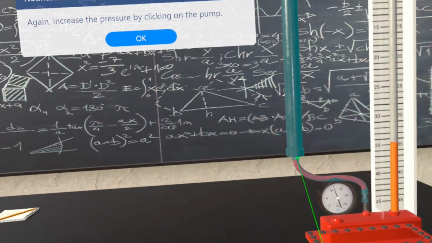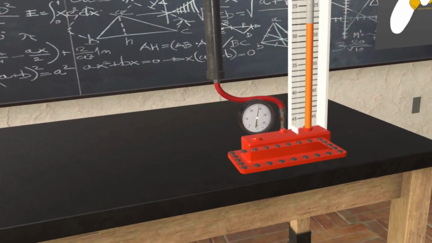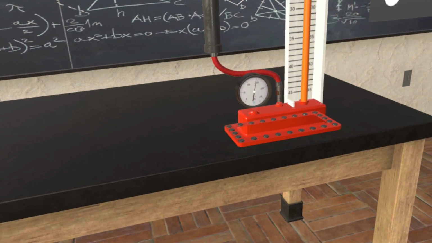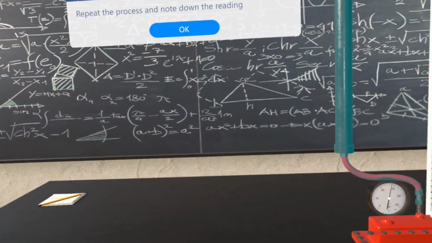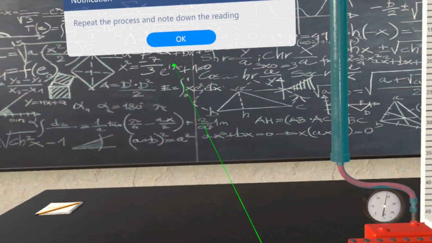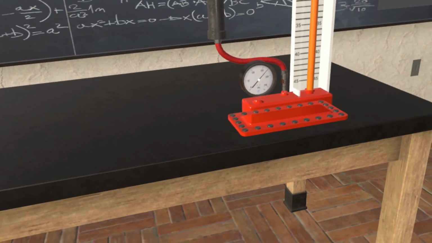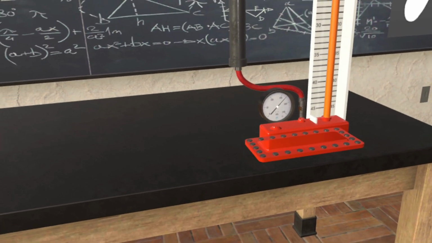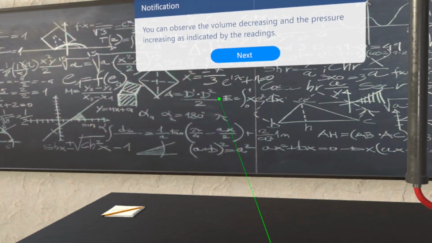Again, increase the pressure by clicking on the pump. Note down the readings. Repeat the process and note down the reading. You can observe the volume decreasing and the pressure increasing as indicated by the readings.